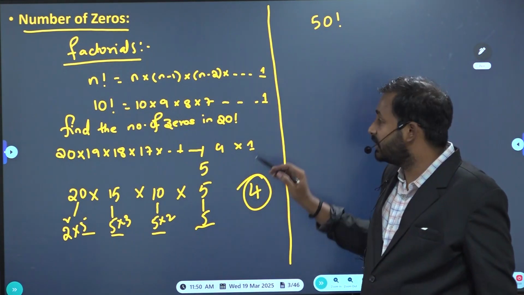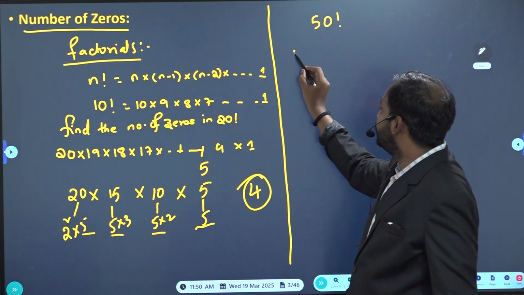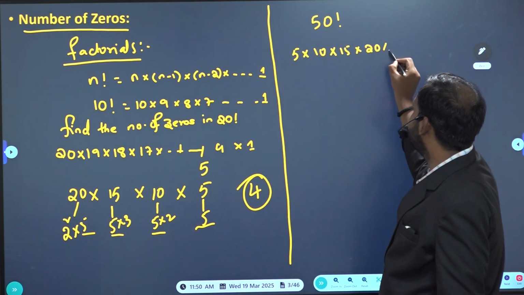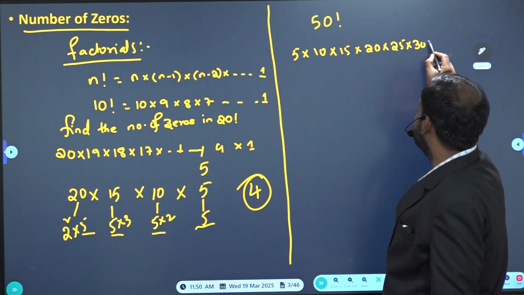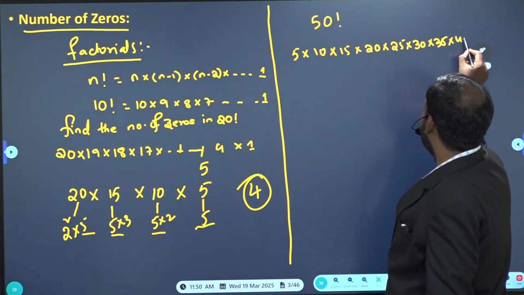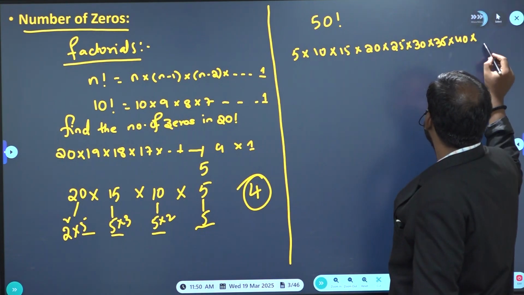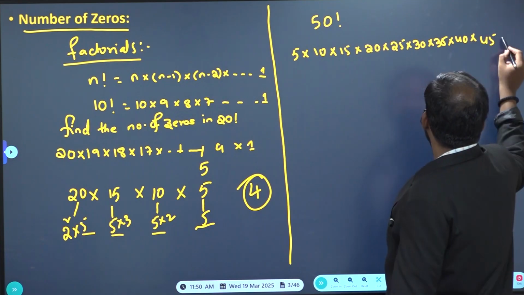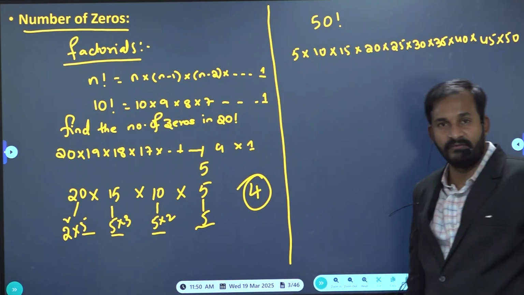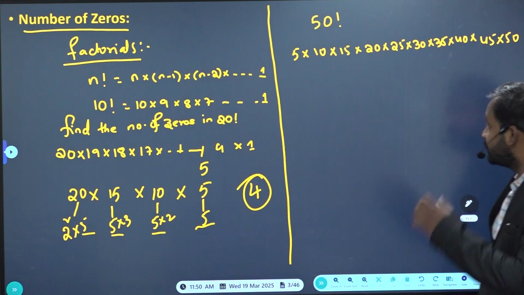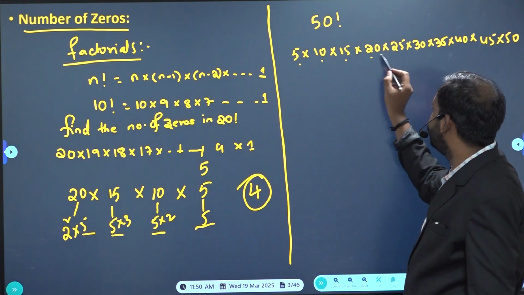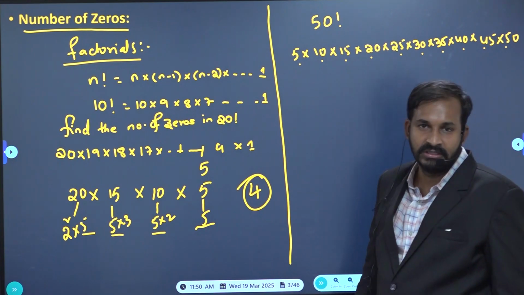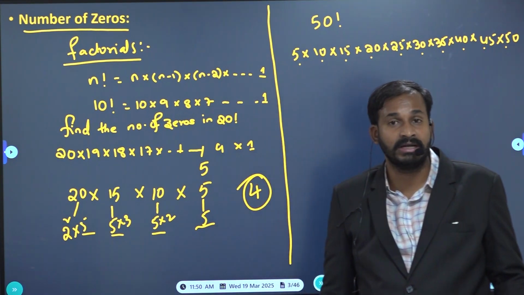Now come to 5's. Where will I have 5's? 5 into 10 into 15 into 20 into 25 into 30 into 35 into 40 into 45 into 50. Like this I will have 5s, right? Am I correct? Now please observe here: 1, 2, 3, 4, 5, 6, 7, 8, 9 and 10. Sir, we have 10 5s. Okay, good, super. You have 10, but it is not sufficient.